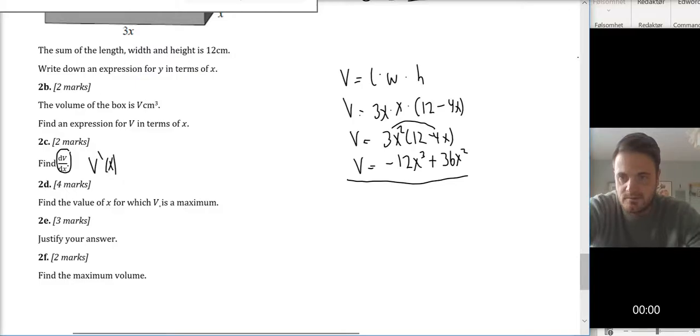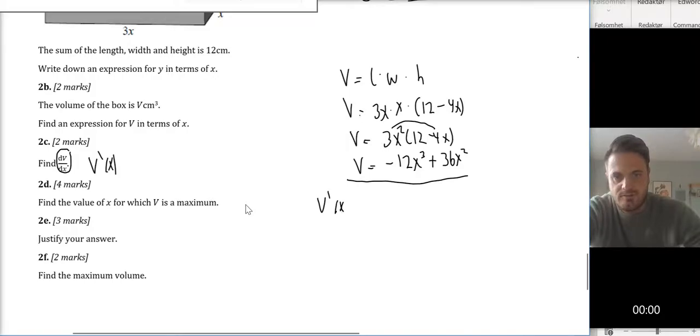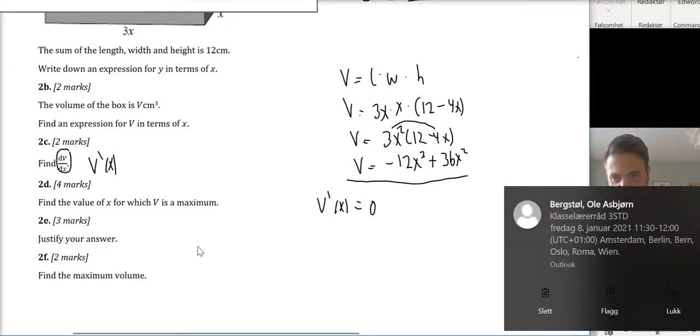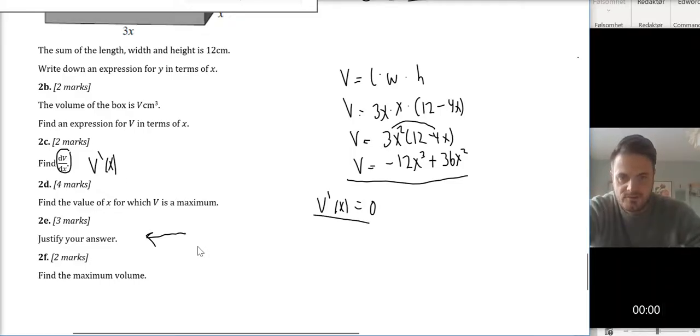And why do we find the derivative? That's because we want to find the maximum point, and to find the maximum point we have to solve this equation, find out when the derivative equals 0. And it says justify your answer, which means that after you have solved this equation, you have to show that this is a maximum point and not a minimum point or a terrassepunkt. You have to show that it's a maximum point.